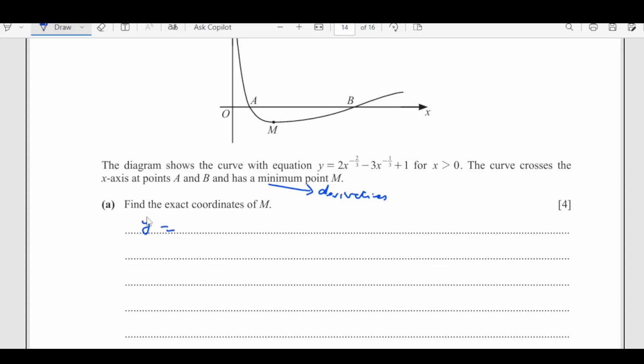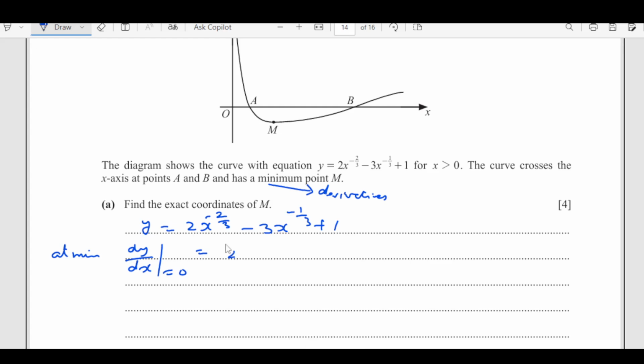So we have y equals 2x to the power of minus 2 over 3 minus 3x to the power of minus 1 over 3 plus 1, right? So at the minimum point, the derivative is going to be 0, dy over dx will be 0, right? So we will find the derivative.